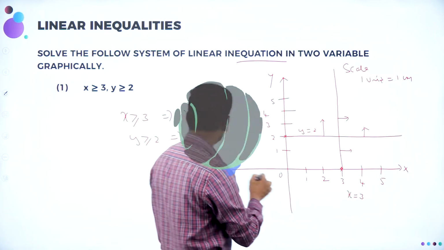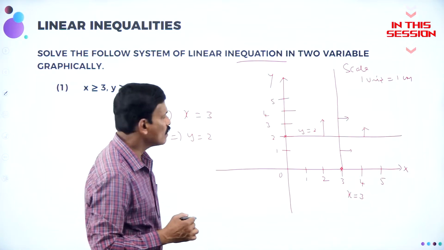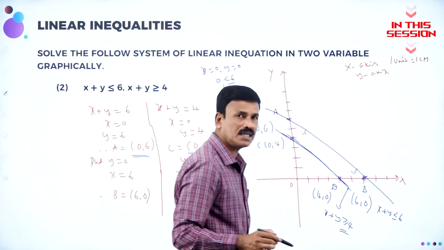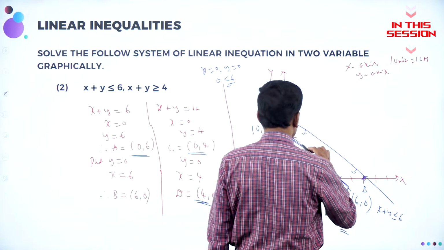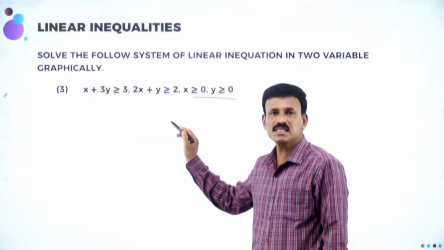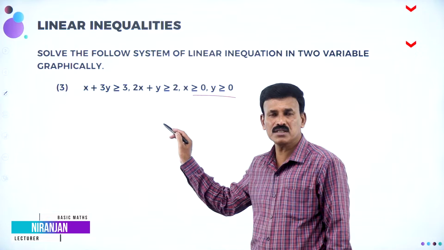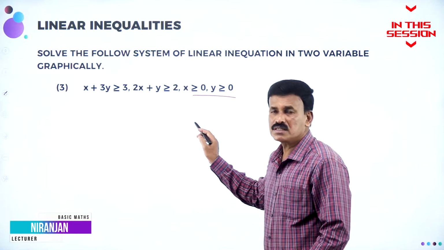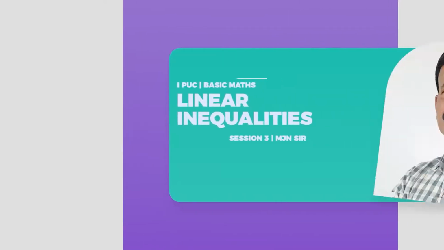The solid lines will represent the equations and the solution set is the intersection of these two solid lines. If the inequality is greater than or equal to, then the feasible region is away from the origin. X is greater than or equal to 0 and y is greater than or equal to 0 means non-negative restrictions. So the feasible region lies in the first quadrant.